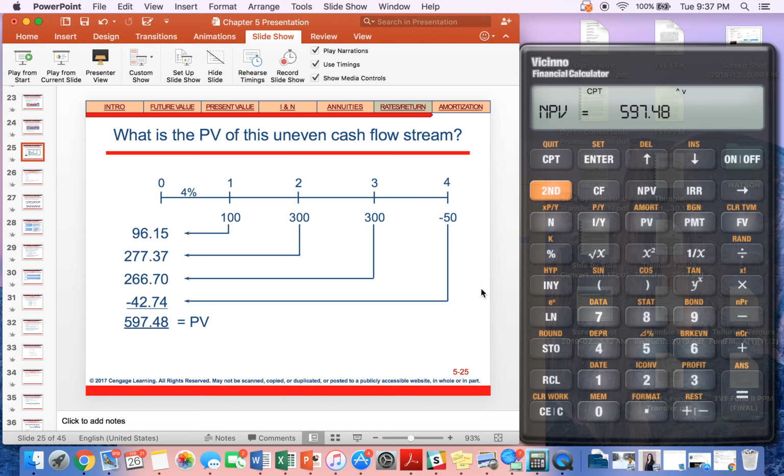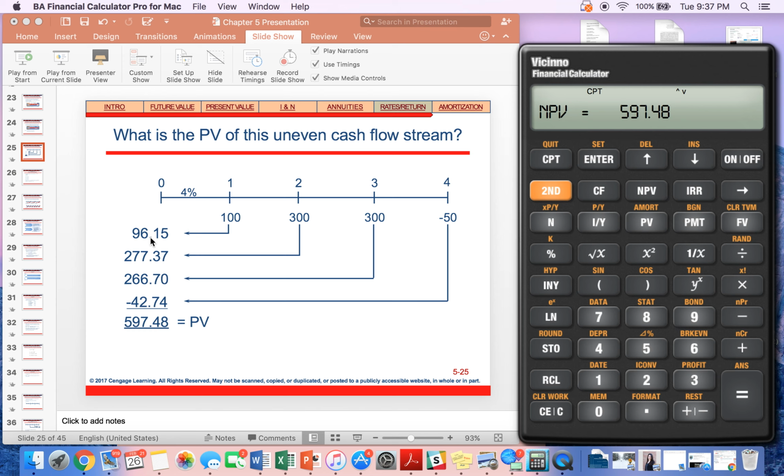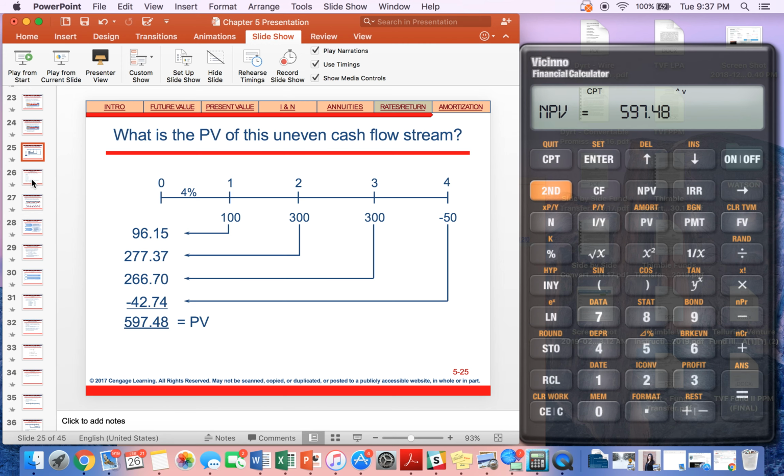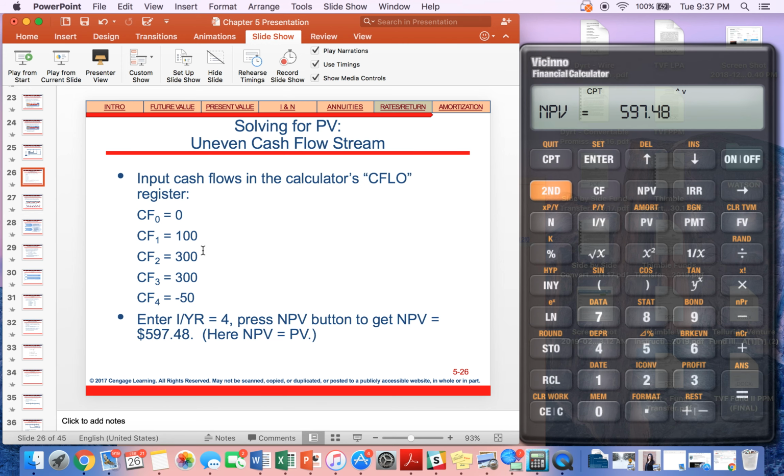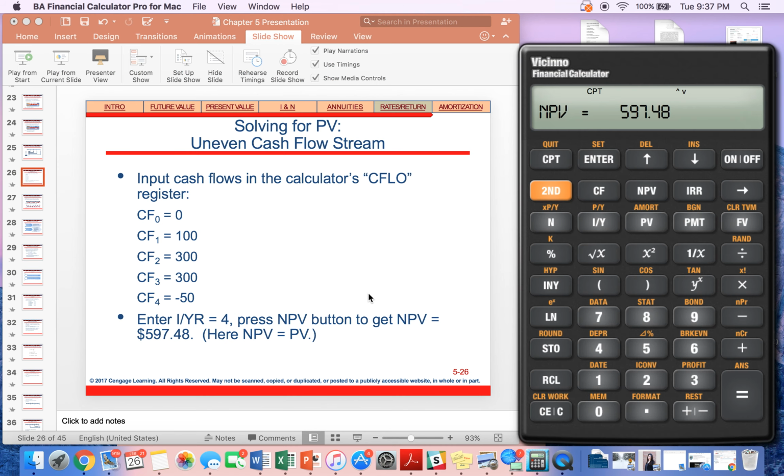Okay, so on a test, this is good practice to solve the problem this way by individually discounting each cash flow, but on a test, you'll want to be very comfortable with the cash flow register and just use the register to solve the problem. So essentially what we solved here is, of this uneven cash flow stream, today we know that the present value is $597.48. People get confused with present value and net present value. They're the same thing. The only thing that NPV, or net present value, means is that we have multiple cash flows, and it is the net, or the sum, of those cash flows.